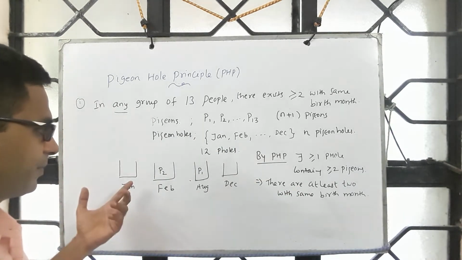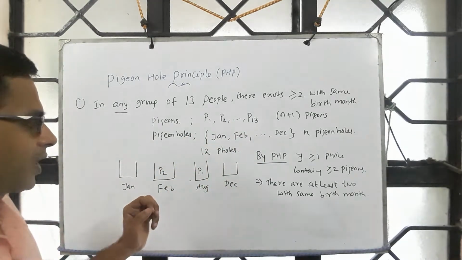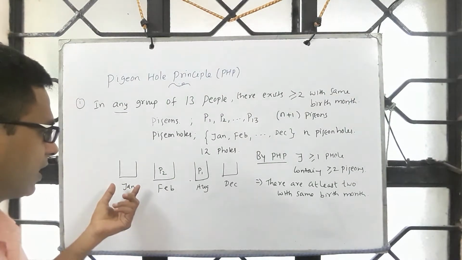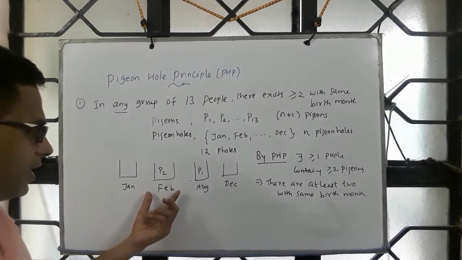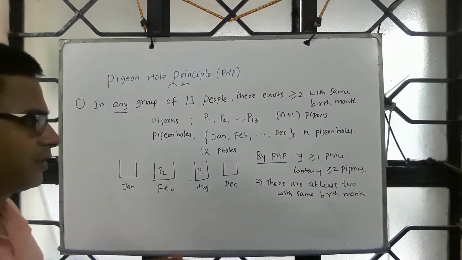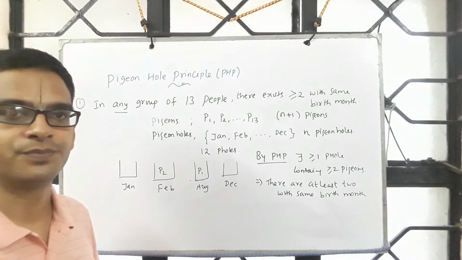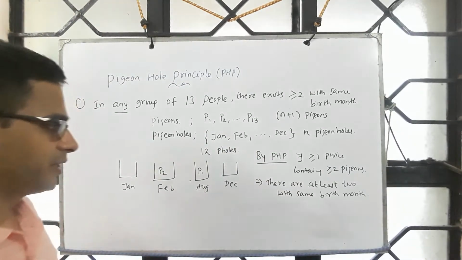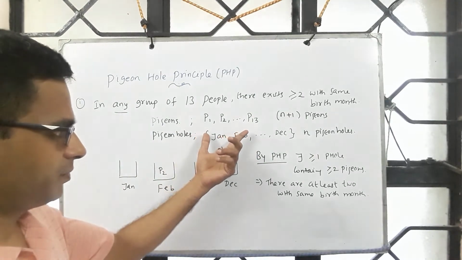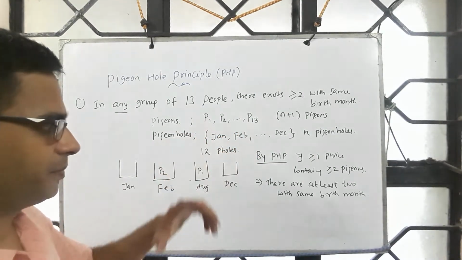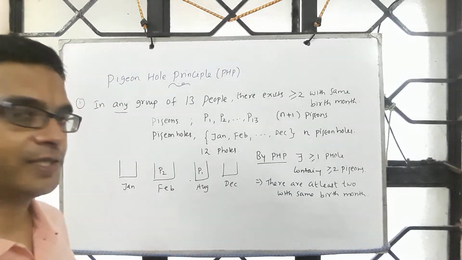So it may so happen that all of them are born in December, or it may so happen that the first month, January, is filled with 6 and February is filled with 7. You come up with any distribution, you see that this is true. Okay, so identifying what constitutes pigeonholes and what constitutes pigeons, that is the challenge as far as PHP is concerned.